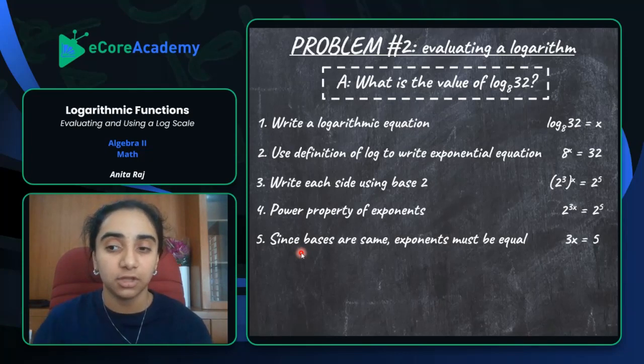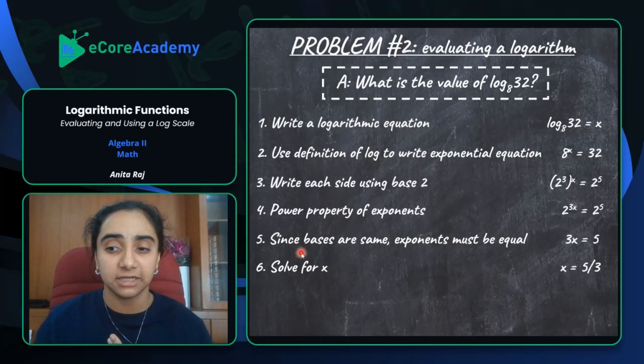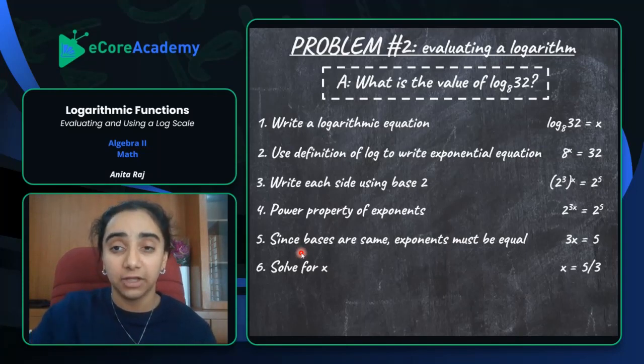So we're going to remove the 2's and we're just going to set the exponent 3x equal to the exponent 5. And our last step, we're doing simple algebra and solving for x. To get x by itself, we're going to divide both sides by 3, so x is going to be equal to 5/3. And that is how you evaluate a log.